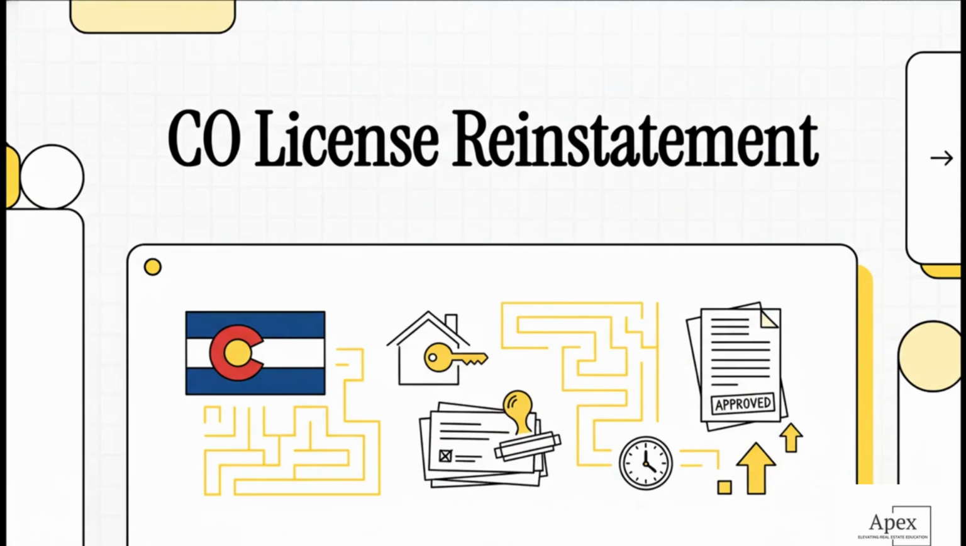So you're a real estate pro in Colorado, and you just realized your license is expired. That little bit of panic? Yeah, we get it. But don't worry, we're going to cut right through all the confusion and give you a super clear step-by-step guide to get your license back on track.